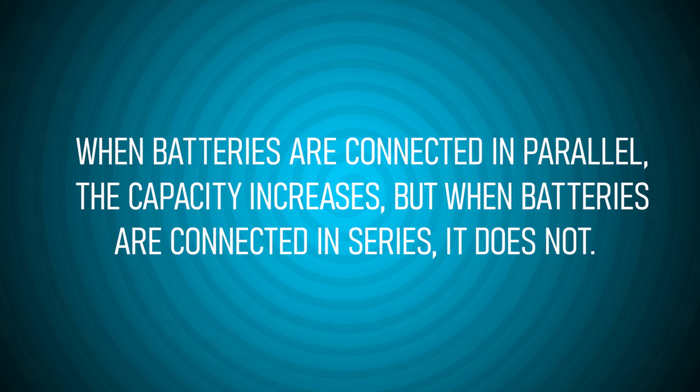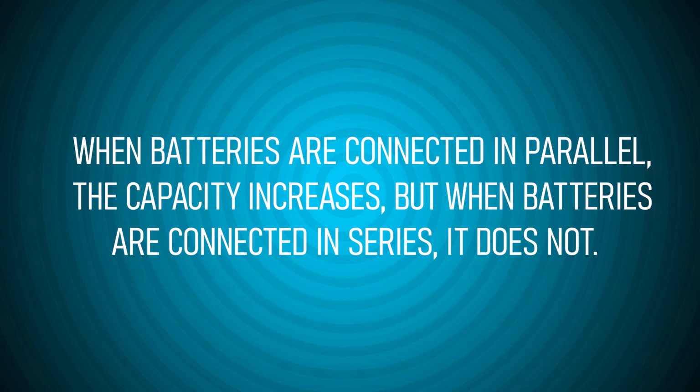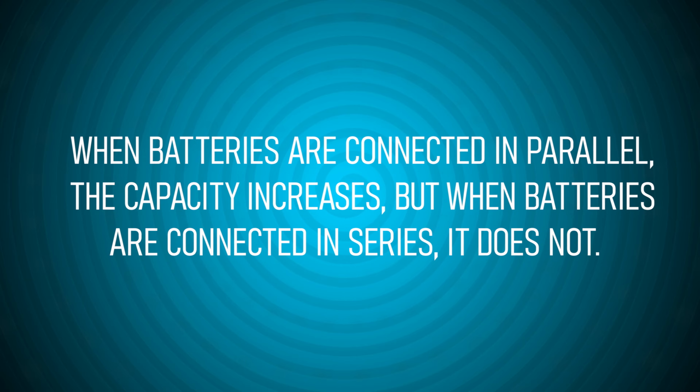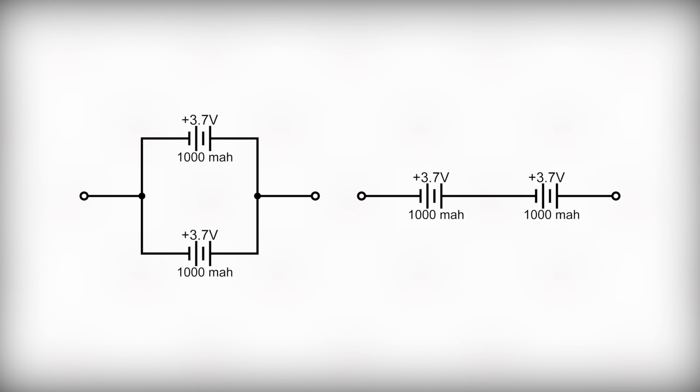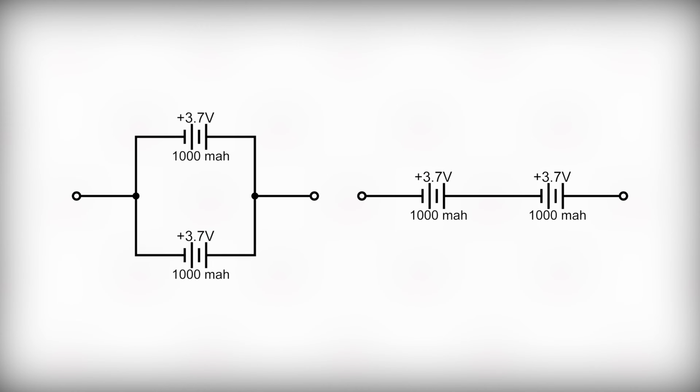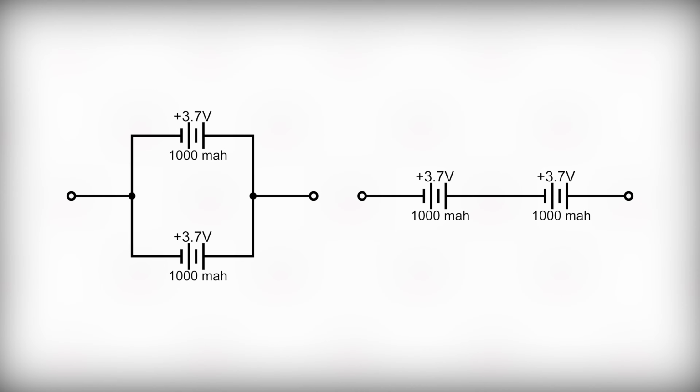Myth number 3. When batteries are connected in parallel, the capacity increases, but when batteries are connected in series, it does not. There are two batteries in front of us. In the first, the cells are connected in parallel, and in the second, in series. The capacity of each cell is 1000 mAh. What will be the capacity of these batteries?